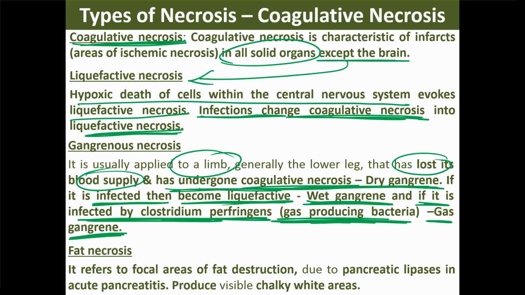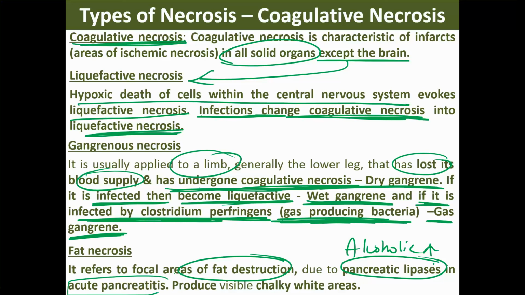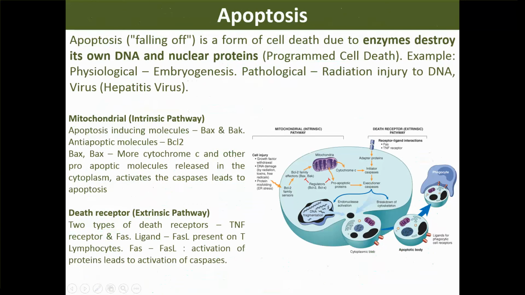So fat necrosis means, in an alcoholic person, the pancreatic lipase is increased, and that will destroy the fat. It is seen in a condition called acute pancreatitis, acute inflammation of the pancreas. So you can see chalk-like white areas.